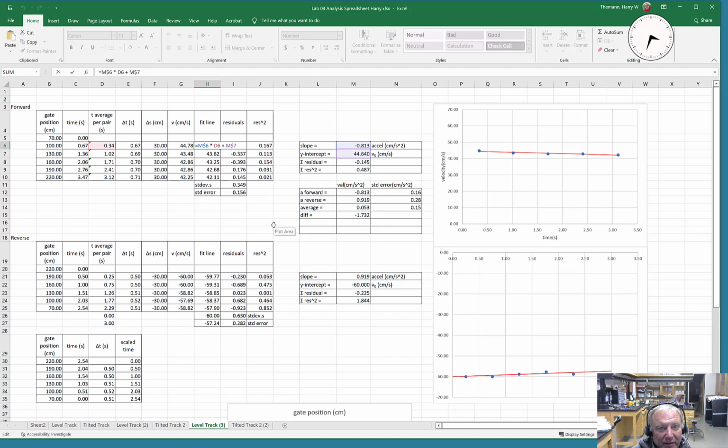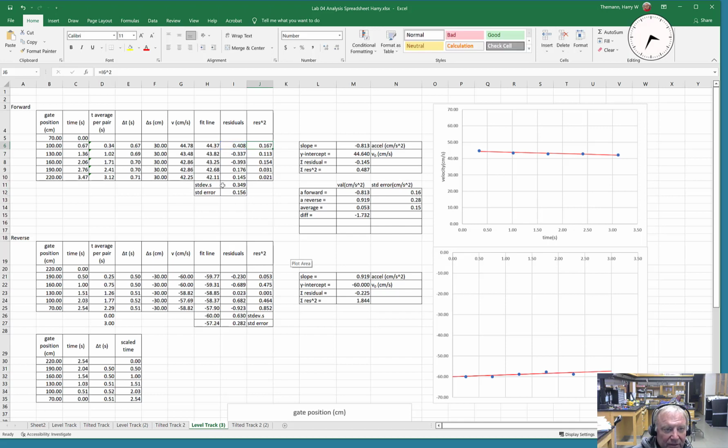And we create our standard fit line. So we have a slope times the time plus a y-intercept. We've made our fit parameter table here. And then we have our residuals, data minus the fit, and our residuals squared.